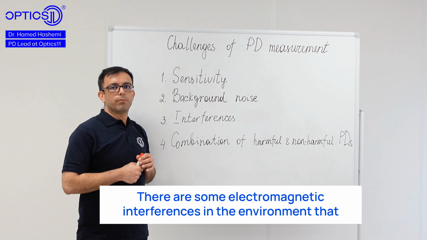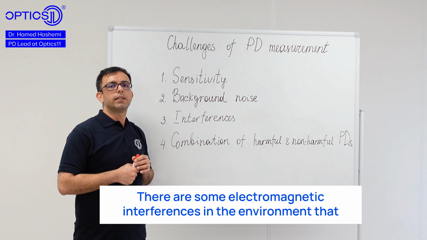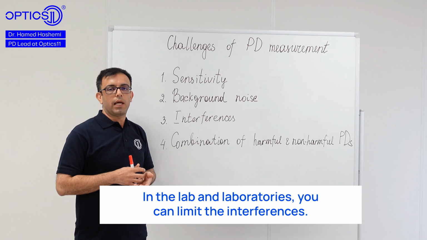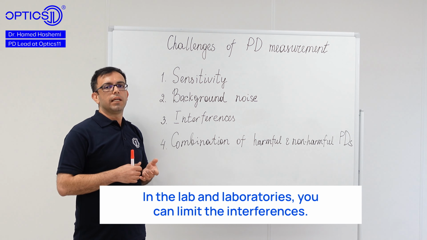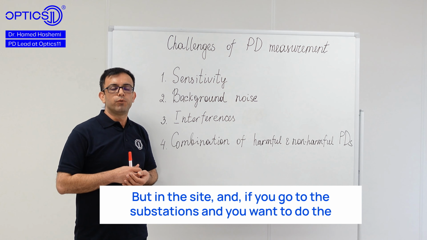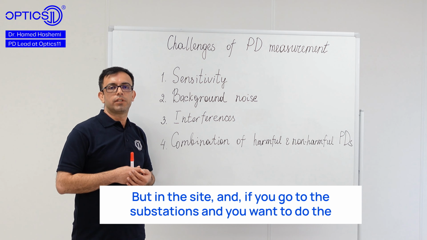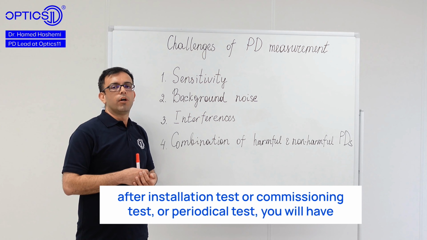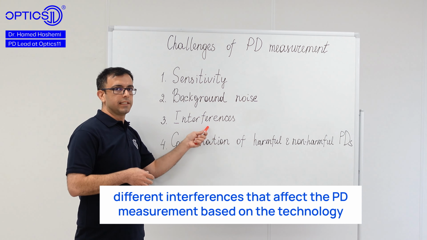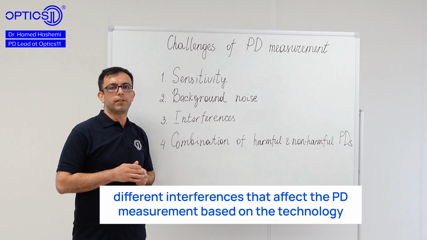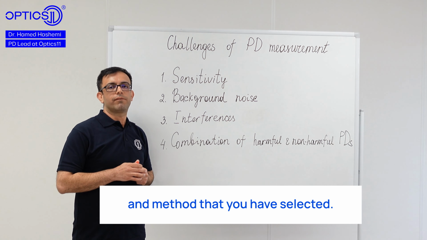There are some electromagnetic interferences in the environment that you measure the partial discharge. In the lab and laboratories, you can limit the interferences. But in the site, and if you go to the substations and you want to do the after installation test or commissioning test or periodical test, you will have different interferences that affect the PD measurement based on the technology and method that you have selected.